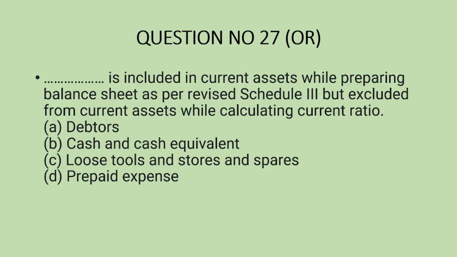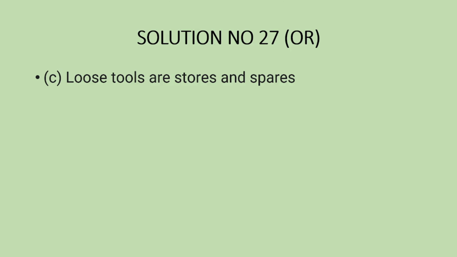Next, question number 27 (or). Which item is included in the current assets while preparing the balance sheet as per revised Schedule 3 but excluded from current assets while calculating current ratio? There are 4 options: debtors, cash and cash equivalents, loose tools and stores and spares, prepaid expenses. The correct answer will be loose tools and stores and spares.